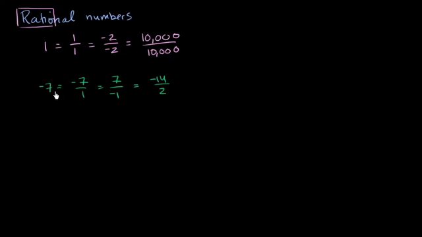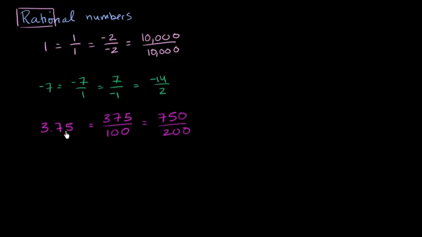But what about things that are not integers? For example, let us imagine 3.75. How can we represent that as the ratio of two integers? Well, 3.75, you could rewrite that as 375 over 100, which is the same thing as 750 over 200.